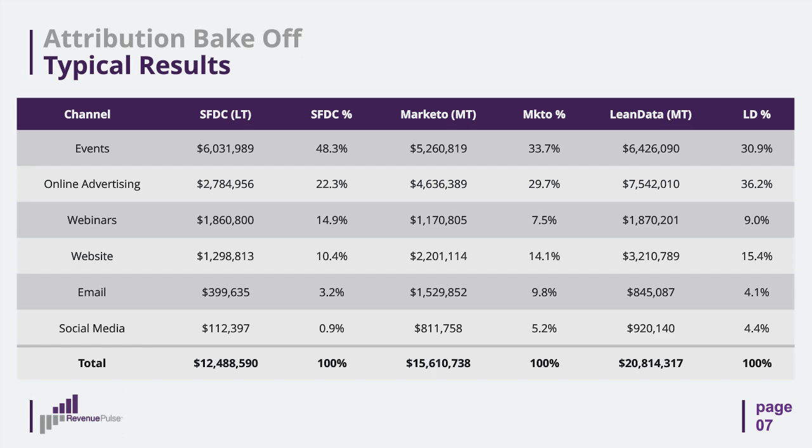Whereas if we look at Marketo, which has multi-touch, and LeanData with multi-touch, we can actually see that the influence is less skewed towards just giving 100% of credit to those events, but probably these are coming in through our online advertising and digital channels.